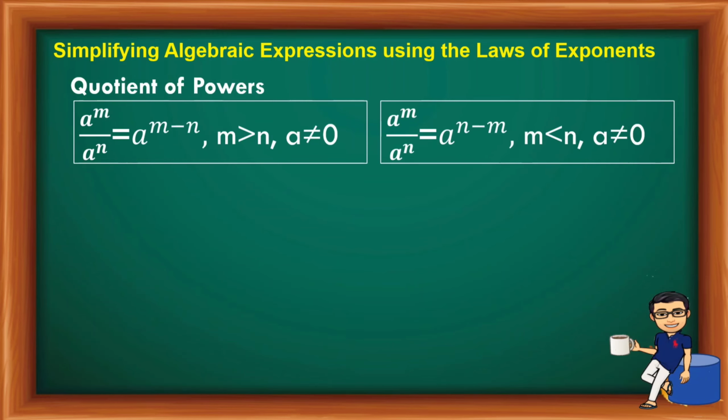The next one is quotient of a power. So we have two conditions. This is the first condition. This is the second condition. Greater than ang m sa n, less than ang m sa n.